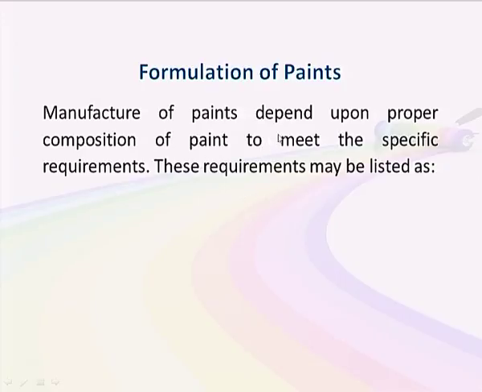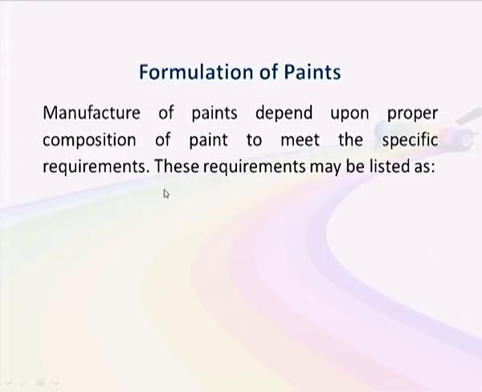Manufacture of paints depends upon proper composition of paint to meet the specific requirement. Now, if we want to apply paint on the surface of a building, then the purpose is different, and if we want to coat the surface of a metal, then the purpose is different. So, depending upon the purpose, composition will be affected.